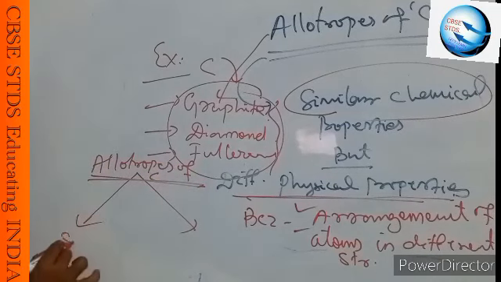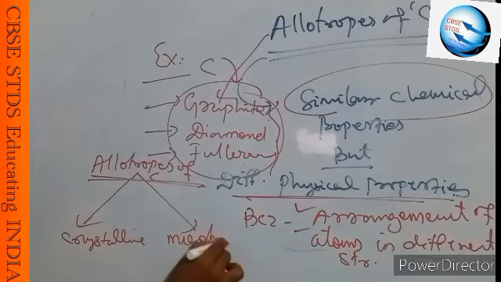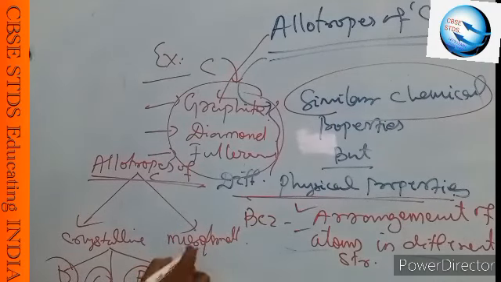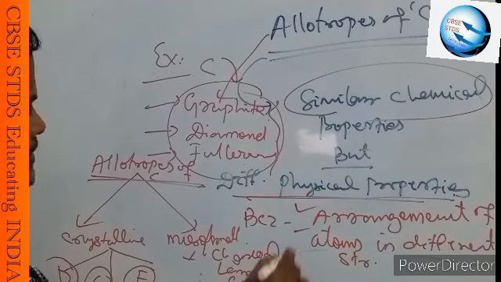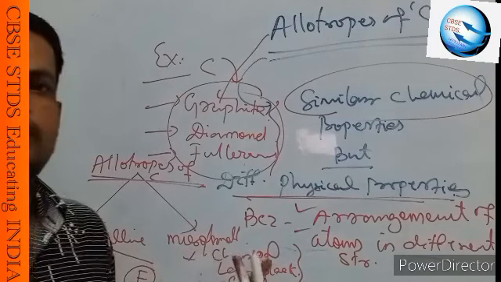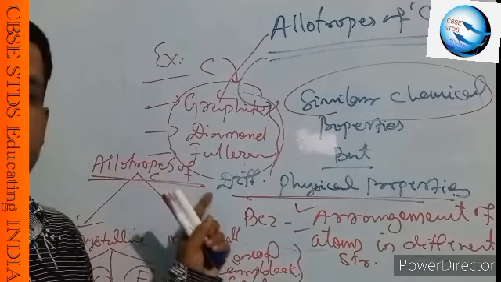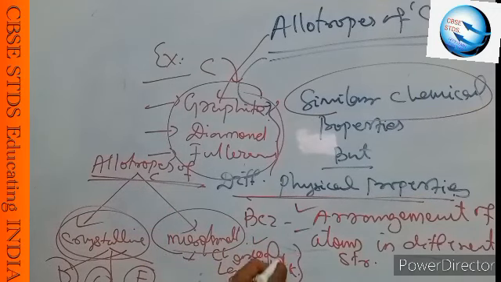One is crystalline, and the other is microcrystalline, smaller crystalline features. In the crystalline case, it is diamond, graphite, and fullerene. And in the microcrystalline form, you can say charcoal, lamp black, and coal. These are the microcrystalline or smaller crystalline forms. Allotropes of carbon are divided into two types: crystalline forms and microcrystalline, smaller crystalline forms. Charcoal, lamp black, and coal come in the microcrystalline category, and diamond, graphite, and fullerene come in the crystalline category.